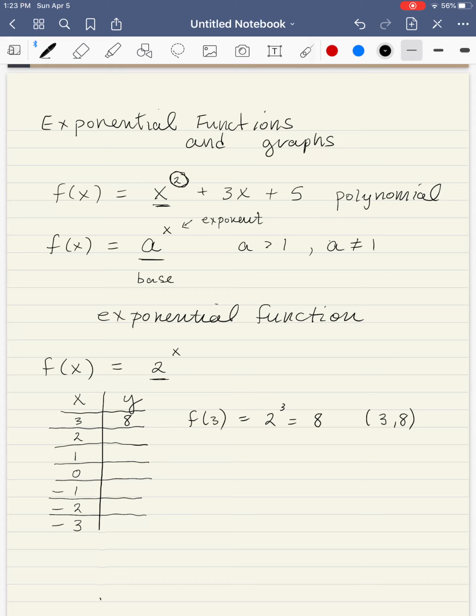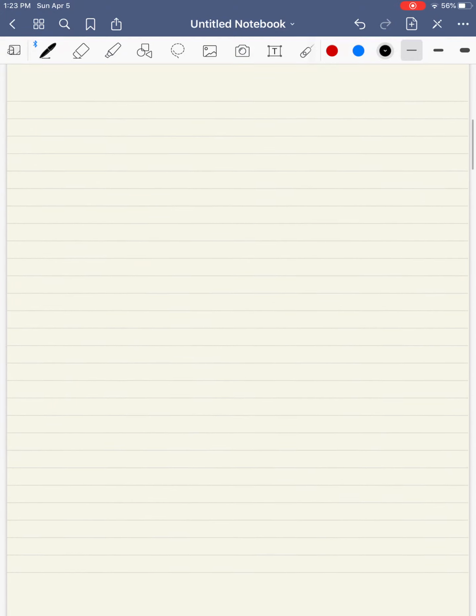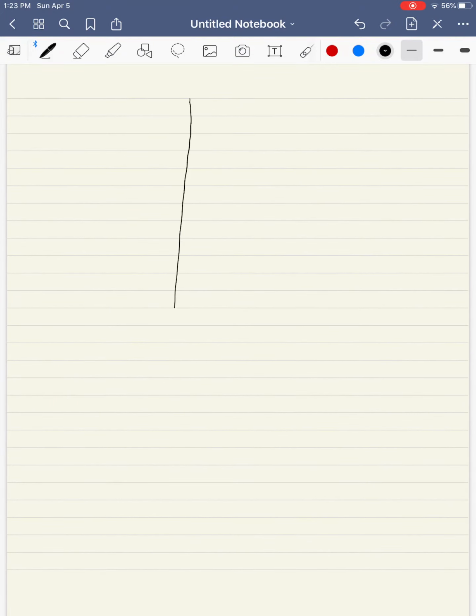So pause your video, find each of these ordered pairs, and then plot each of those ordered pairs on a fairly large coordinate system. And when you've done that, turn the video back on.